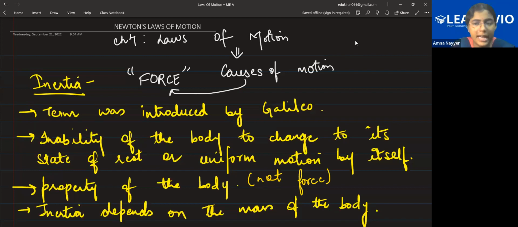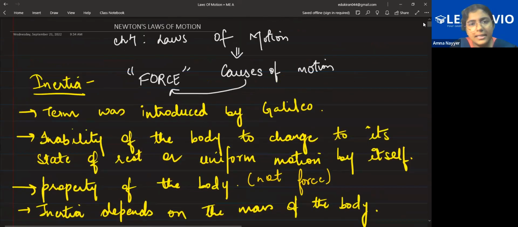Now, if any doubts in between, please stop. So the term was introduced by Galileo. It's the inability of the body to change its state of rest or uniform motion by itself. It's the property of the body, not force. I have written it in brackets, so make this point important. And it depends on the mass of the body. More the mass, more the inertia. This is the property of inertia itself.